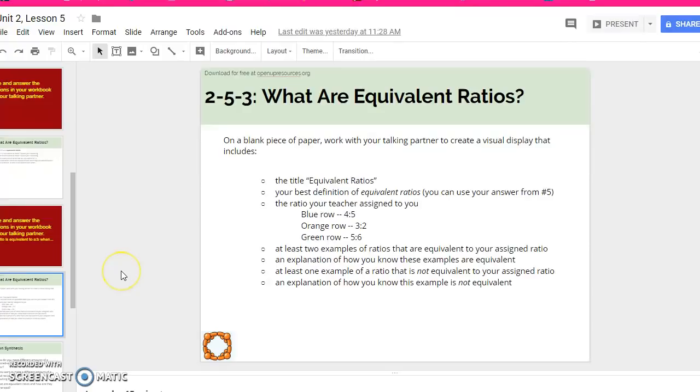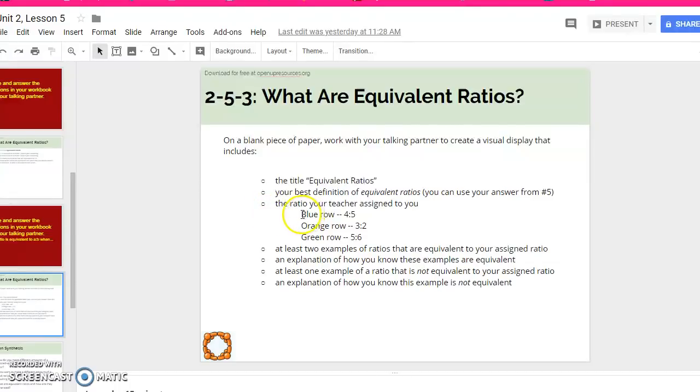There we go. Okay, so with your talking partner, you're going to get a blank piece of paper and you are going to create a visual display, also known as a mini poster, about equivalent ratios. So your title is going to be equivalent ratios. Feel free, don't just use pencil, make it kind of fancy as much as you have time for. You can use the colored pencils, the highlighters in your basket. If you have your own coloring supplies, you can use that. So you're going to have the title, equivalent ratios, your best definition of equivalent ratios, so you can use your answer from number 5, that sentence that you completed.